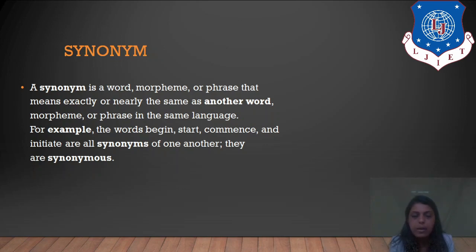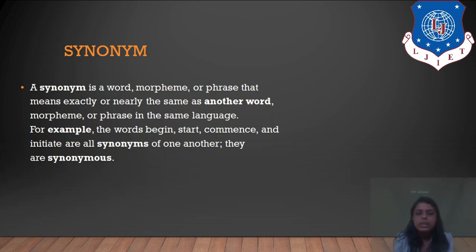So now we learn about synonyms. The English language also has different kinds of synonyms, right? For example, one word will have other words which have the same meaning. A synonym is a word, morpheme, or a phrase that means exactly or nearly the same as another word. So one word might have a different word which has the same meaning, right?